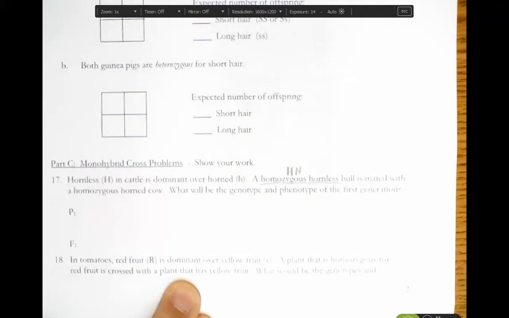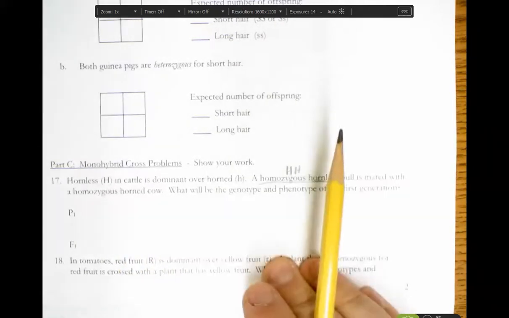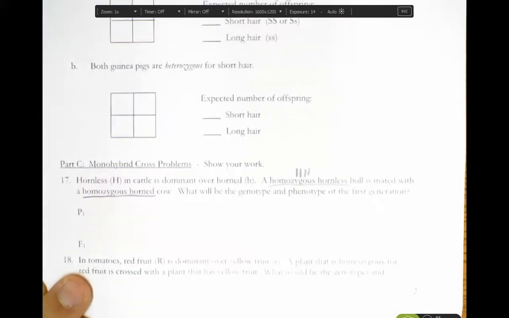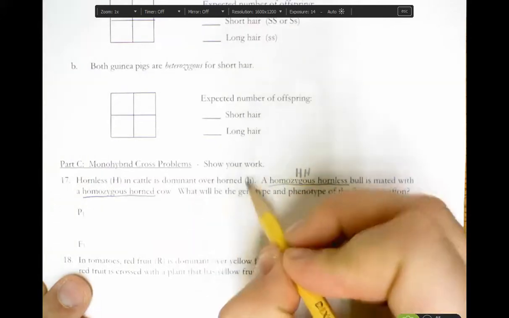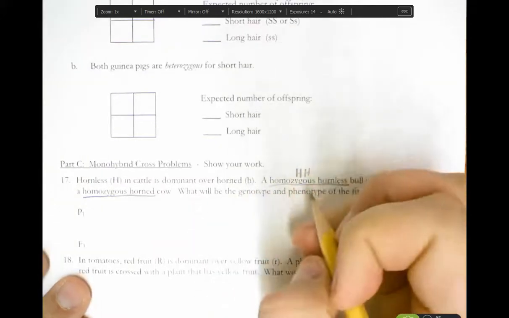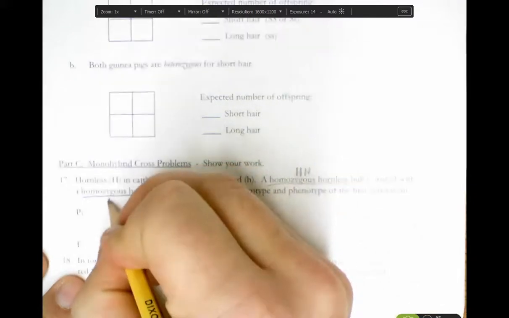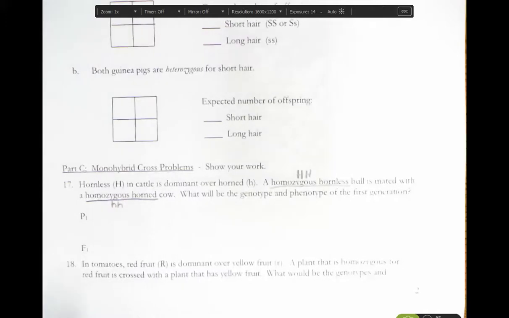And it's mated with a homozygous horned cow. So I'm going to circle that. And it's homozygous horned. We know that horned is lowercase h. And it's homozygous, so it's the same. So we have lowercase h, lowercase h. Okay? So I'm going to write both of those down so that inside of my question here, I can easily identify what traits my parents have. And it'll help us determine what the offspring will have.